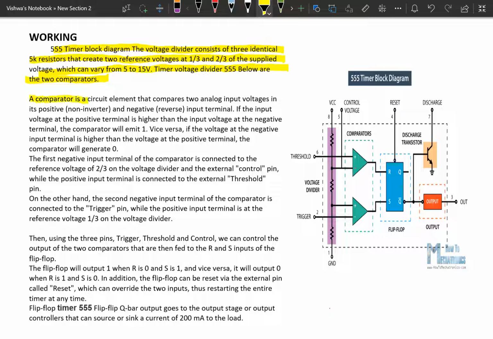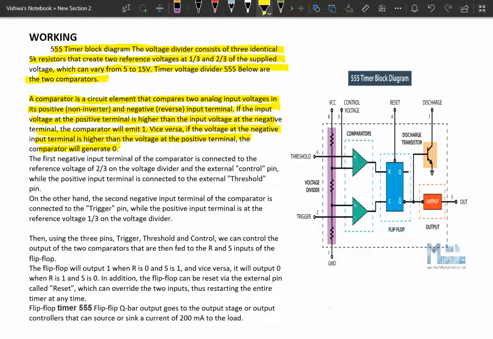A comparator is a circuit element that compares two analog input voltages at its positive non-inverting and negative inverting input terminals. If the input voltage at the positive terminal is higher than the input voltage at the negative terminal, the comparator will emit 1, and vice versa. If the voltage at the negative input terminal is higher than the voltage at the positive terminal, then the comparator will generate 0.